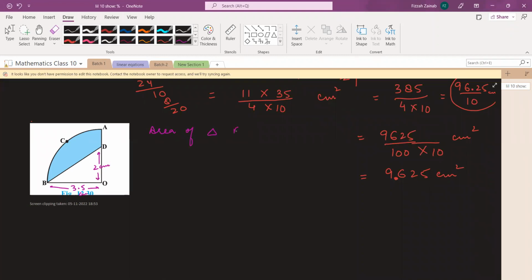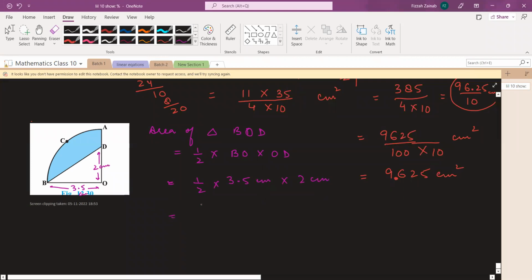One by two base into height, yeah, BOD. So that is half into base, which is BO, into height, which is OD, right? So half into 3.5 centimeter and OD is 2 centimeter, right? So 2 cancels out here and only 3.5 centimeter square you will get.